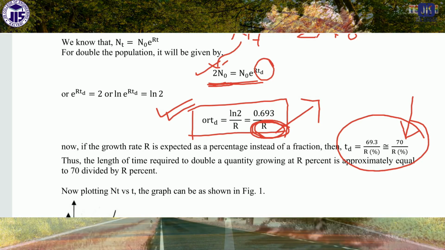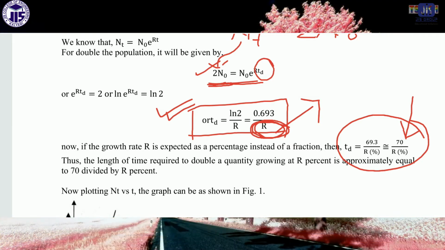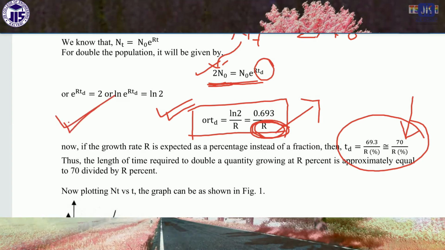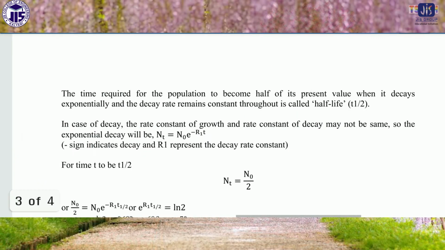Okay, so this is called the doubling time of population. In the same way we can do the half-life time of population also.